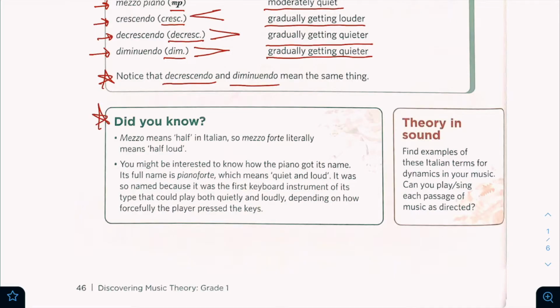Did you know mezzo means half in Italian, so mezzo forte literally means half loud. You might be interested to know how the piano got its name. Its full name is pianoforte, which means quiet and loud. It was so named because it was the first keyboard instrument of its type that could play both quietly and loudly, depending on how forcefully the player pressed the keys. Theory in sound. Find examples of these Italian terms for dynamics in your music. Can you play or sing each passage of music as directed?